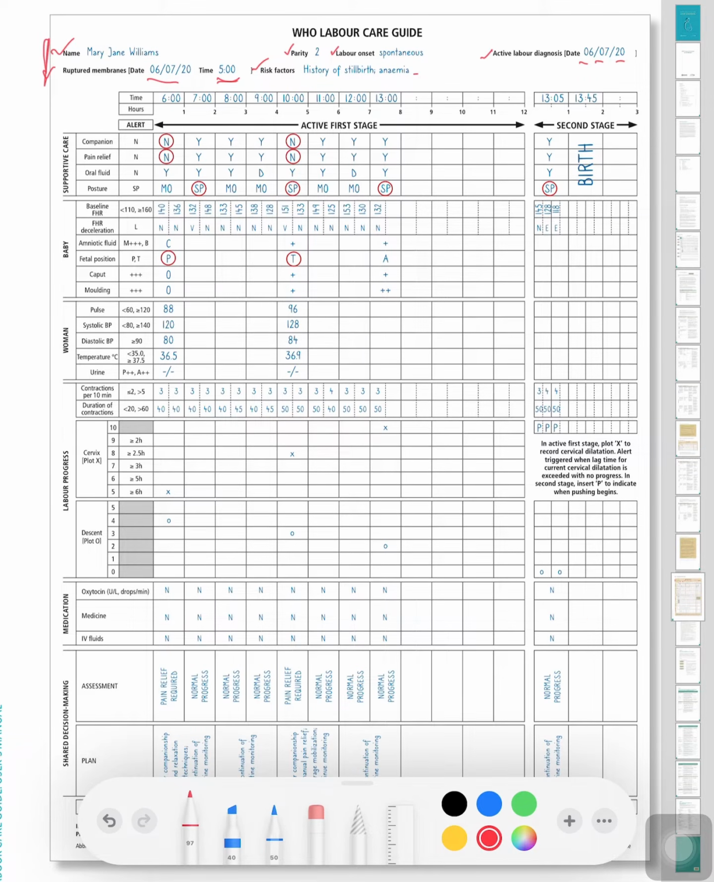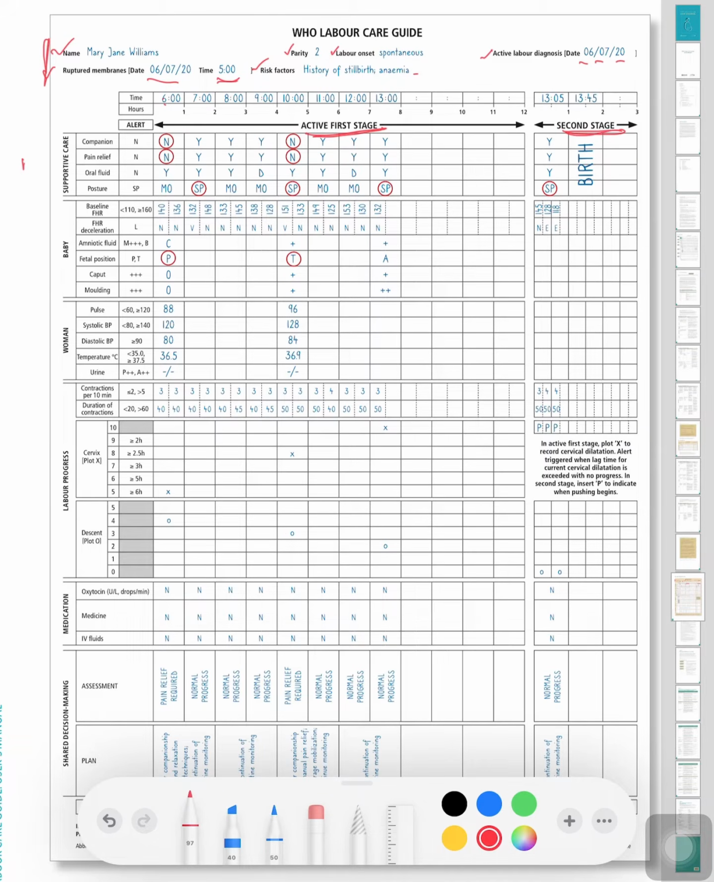Next comes the time in hours. You are going to fill the time from when she presented to the emergency or the OPD, and you are going to fill it at hourly intervals. So 6 o'clock she presented, then 7 o'clock, then 8, 9, 10. At a 1 hour rate you are going to fill this. This stands for the active first stage, and this is for the second stage.